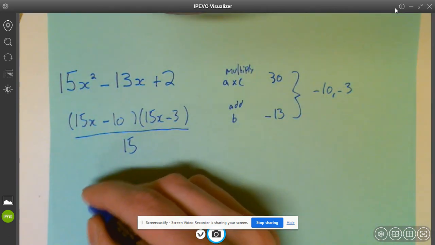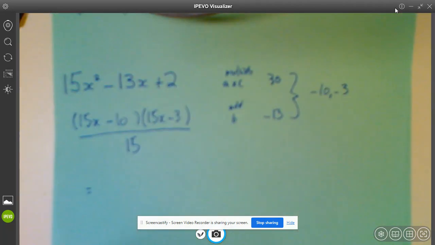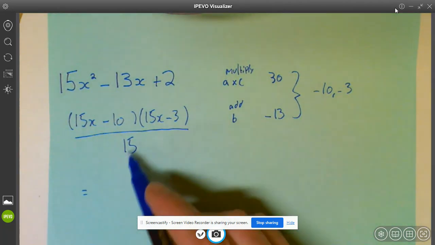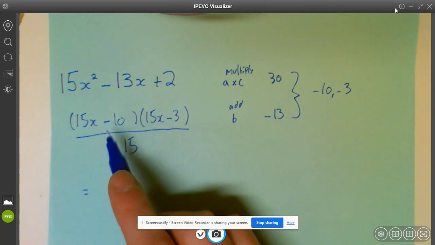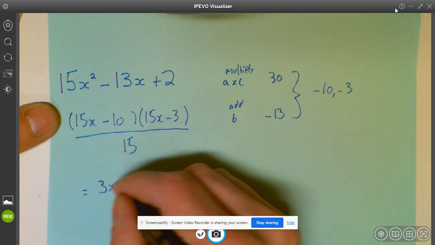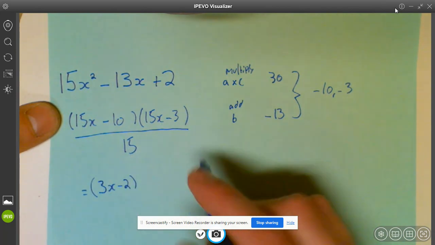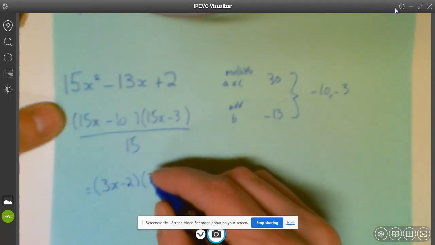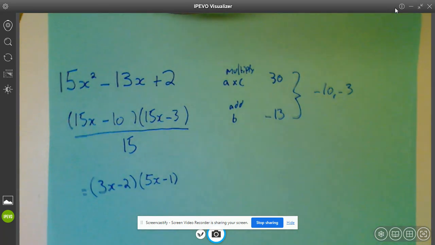And now all I'm going to do is reduce each of these binomials as much as I can. So that's another way of saying I'm dividing them by 15. I'm going to divide this first bracket by 5, and I'm left with 3x minus 2. And the second bracket shares a common factor of 3. I'm going to divide both those brackets by 3, and I'm left with 5x minus 1. So we actually get the same solution.